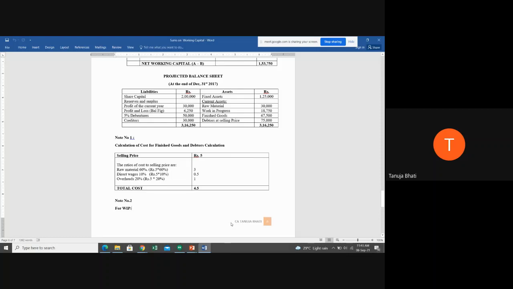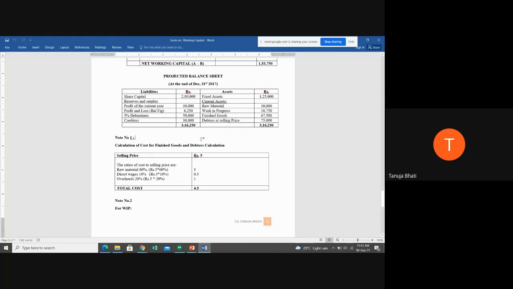See, production units are 60,000. Per unit profit is, means behind every unit the profit is 0.5. So if the total production units is 60,000, what is the total profit made by the company? 60,000 into 0.5, so it is 30,000. So see here, under reserves and surplus, profit for the current year is 30,000.